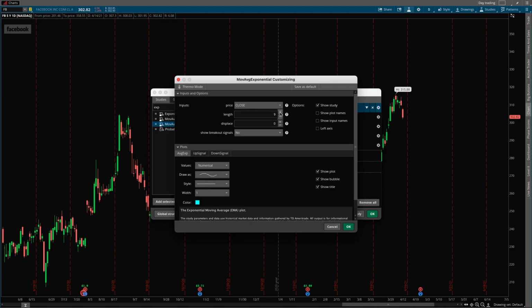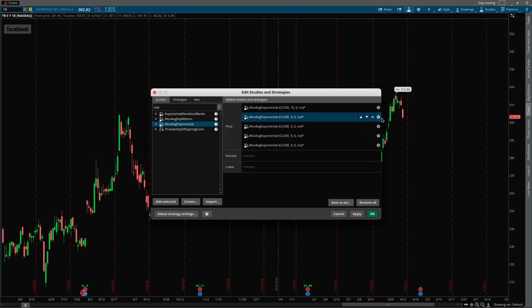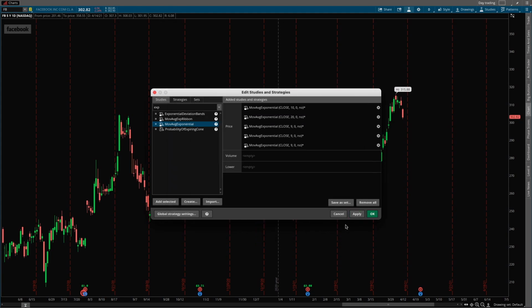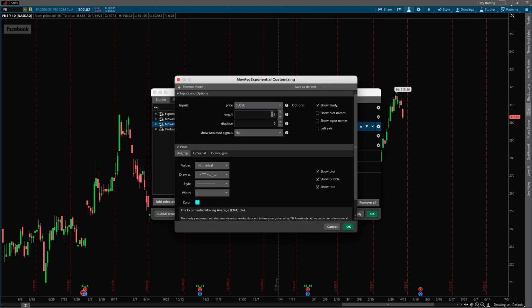So this would be the 9 moving average. They start at 9, but we're going to say 10, and this is where you would change the color. Next up, you would go here for 20. I'm going to leave it at blue, and this is going to be 50. I'm going to change it and give it a different color, with the white, so it can stand out.